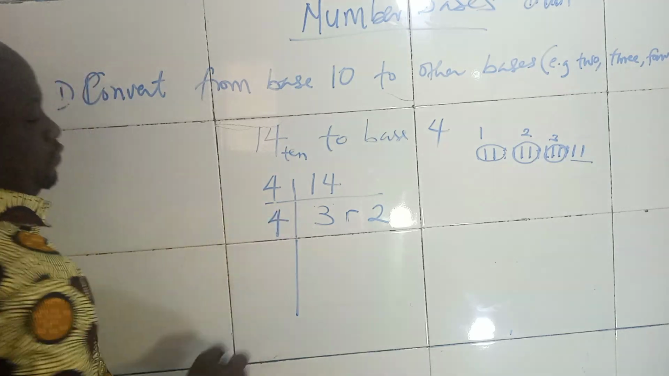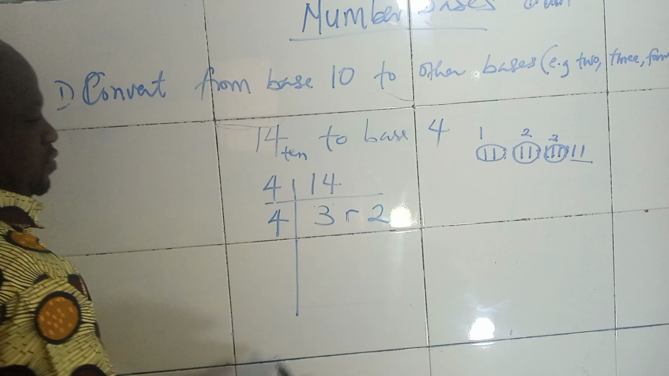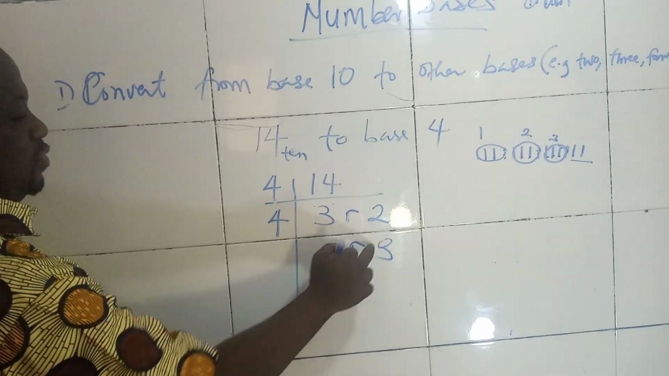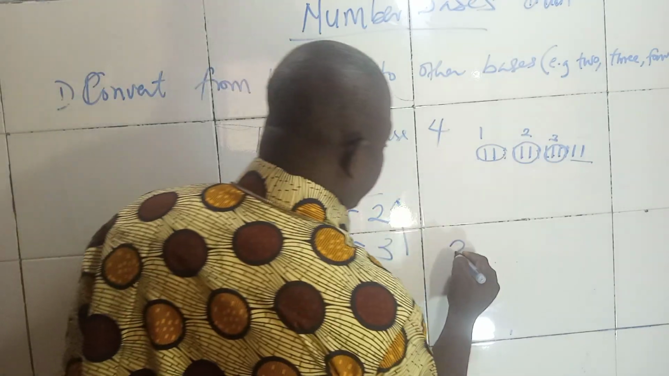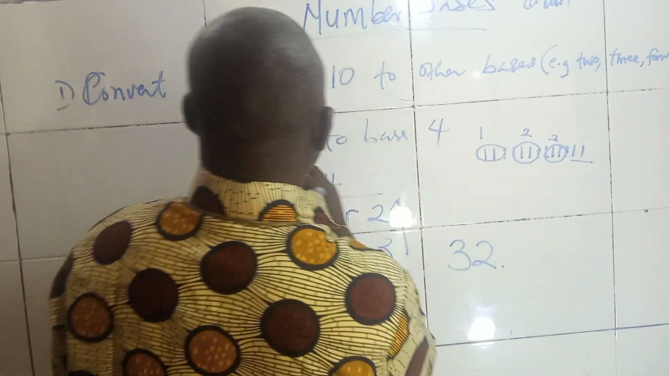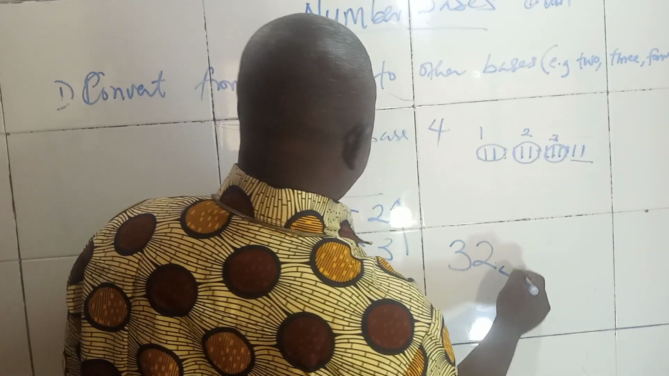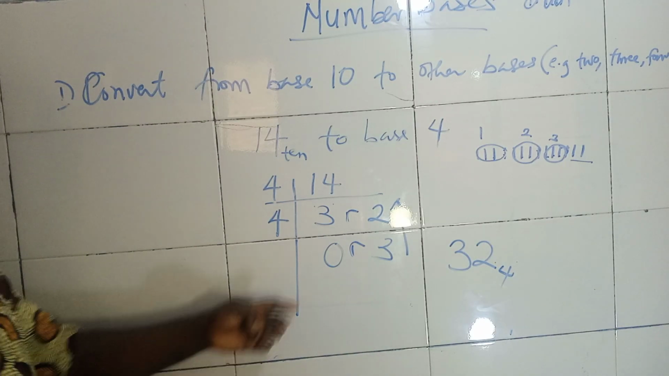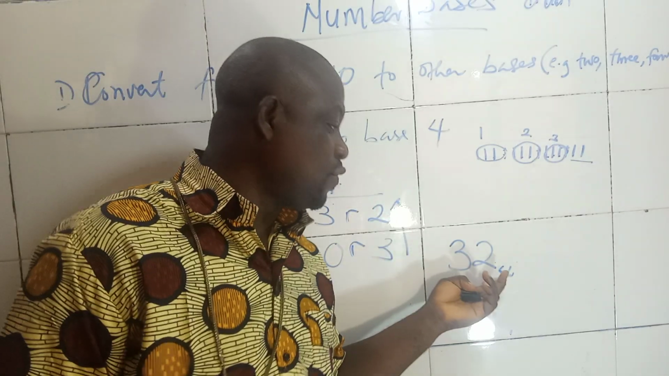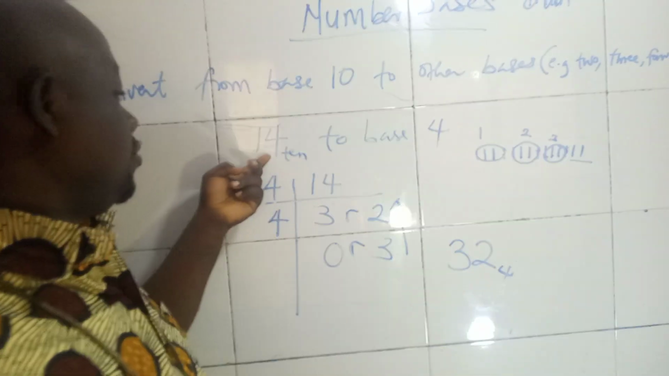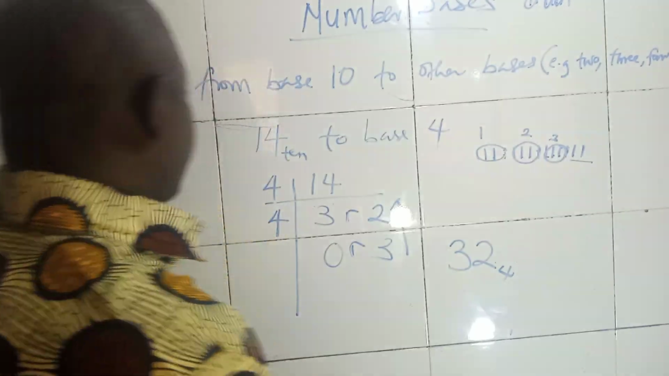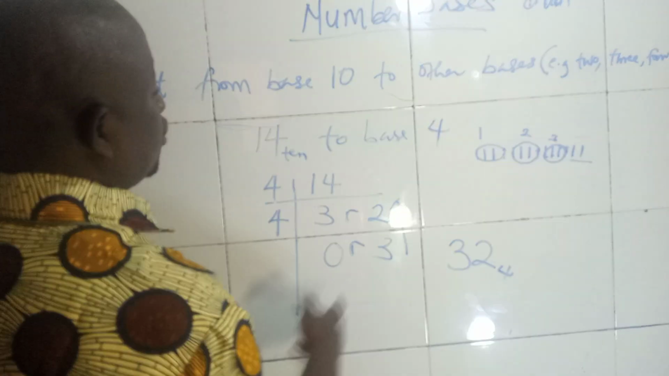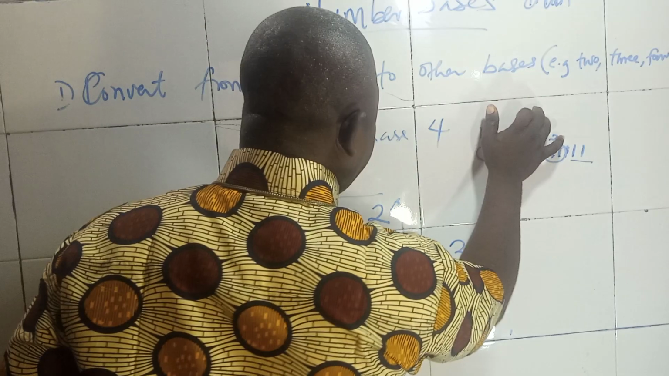Now 4 in 3 is not possible. So you will put 0. Remainder what? What is here? So it will not be this way. That will be 32 base 4. To base 4. So simple. So you have converted from base 10 to base 4. So if I want to convert from here back to this, the same way, that will be the next thing we want to do. So I have done conversion from base 10 to other bases.